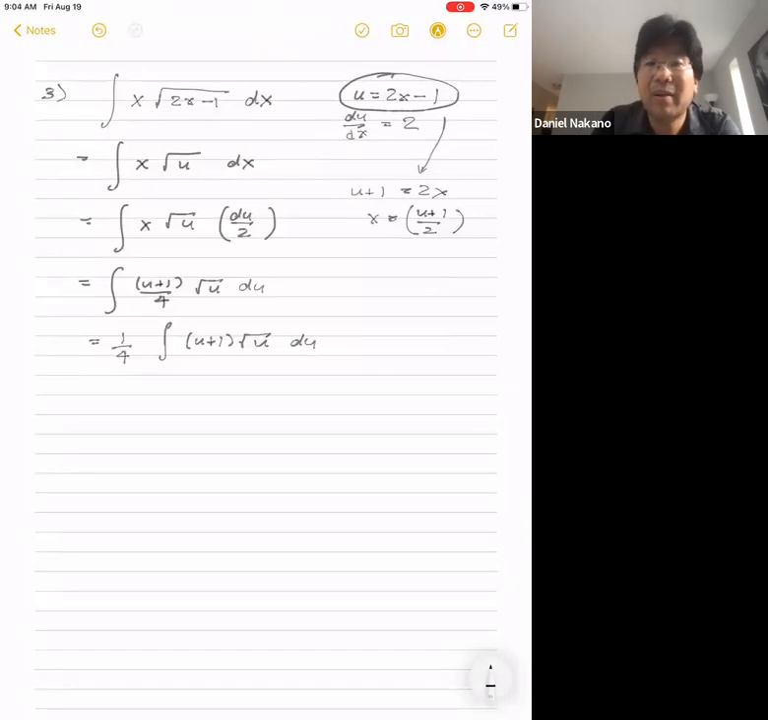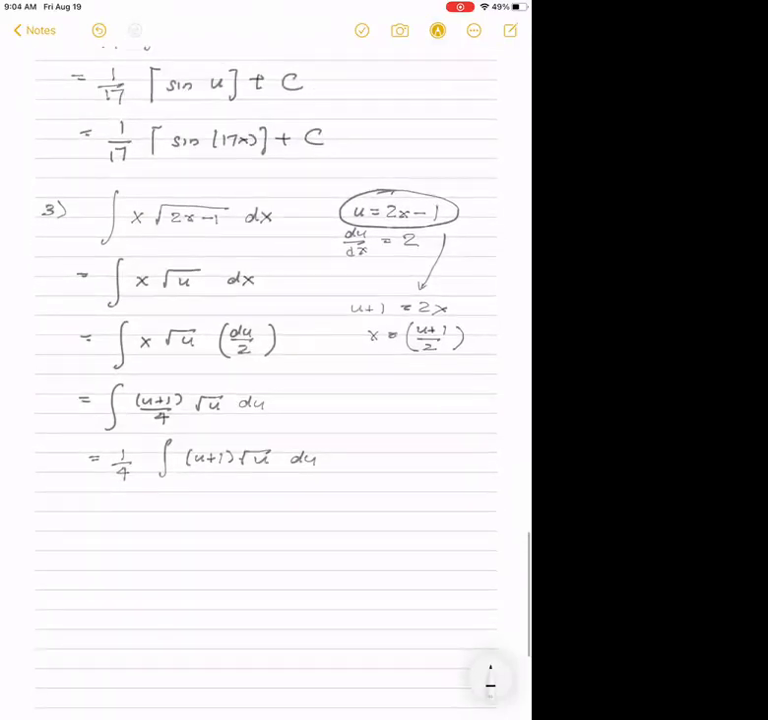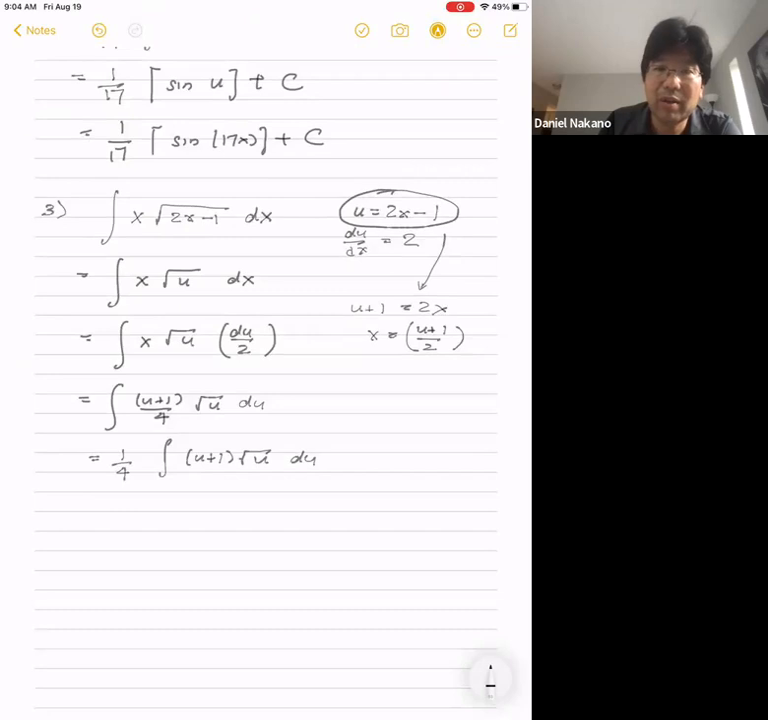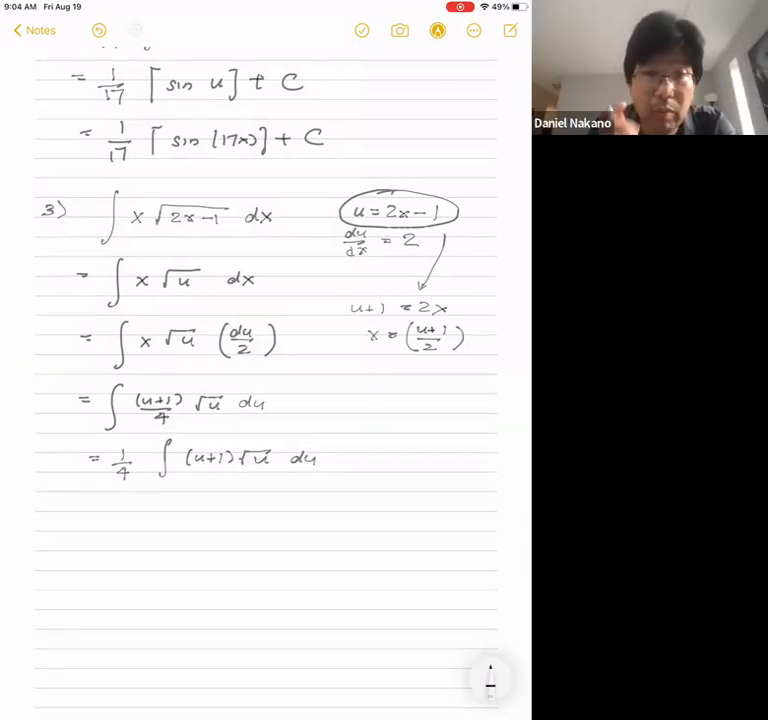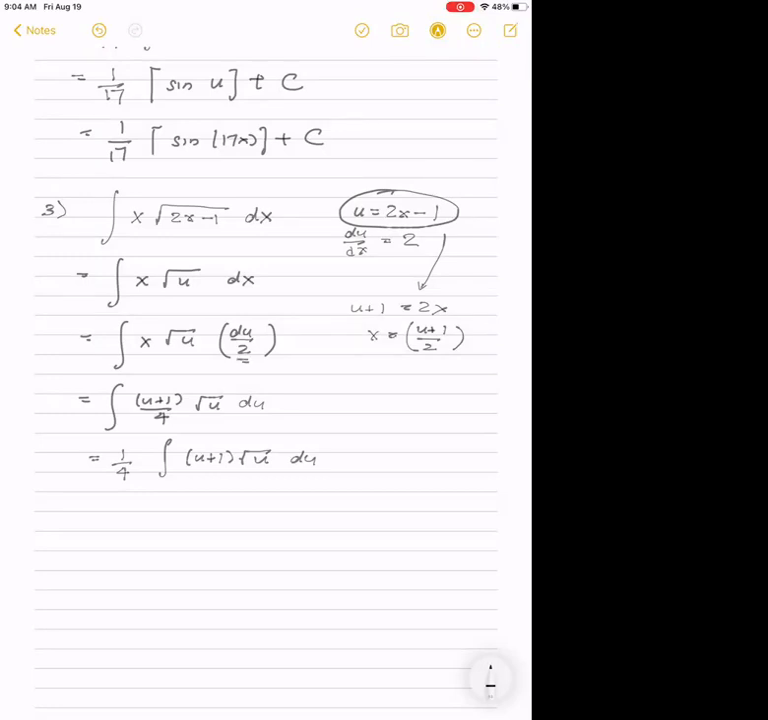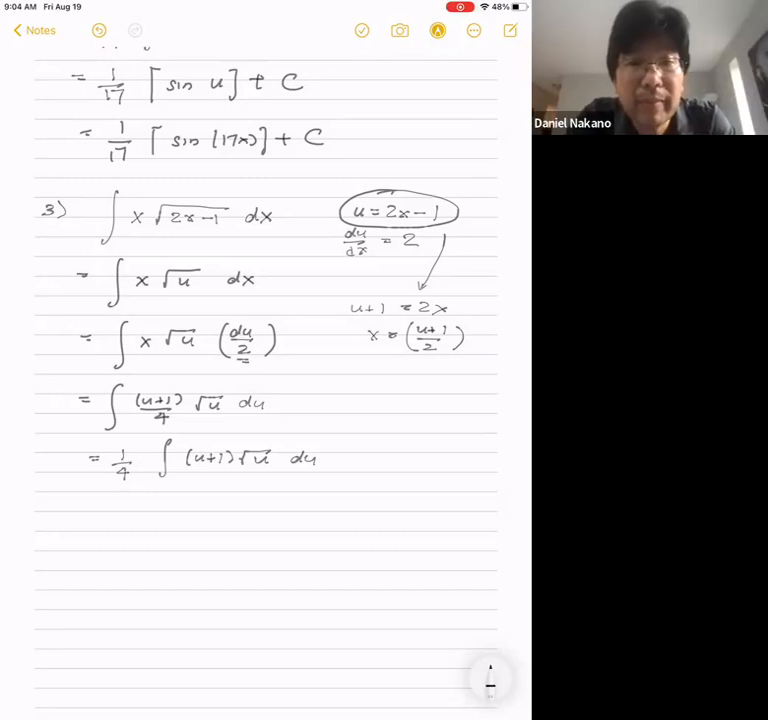Now, a question or comment? Let's pause for a second. Yeah, can you explain why it went from (u plus 1) over 2 to (u plus 1) over 4? Oh, I combined the 1/2 with the du. There's a 2 under the du, so you get 2 times 2, that's 4. Right here. Does that make sense? Yeah, okay. So I just pulled the 4 out.